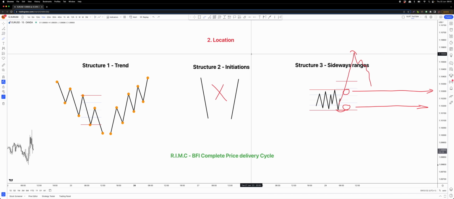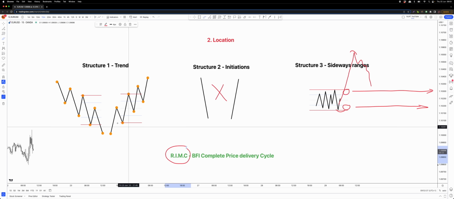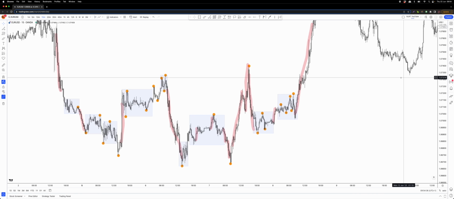So this is why it's key to understand the fundamentals first, also understanding RAMC, and then you can apply the location on top of whatever market structure you're being presented in the market. So let's go back to our structure examples that we identified earlier. And now let's think about location. So this is what we did earlier, right? We understood when we're in a sideways range, we understood when we're in a trend, and we understood when we're in an initiation. So all I've done is just removed all the initiation structures because we don't trade initiations unless you're going to trade them on the lower time frames and trade those as continuations.